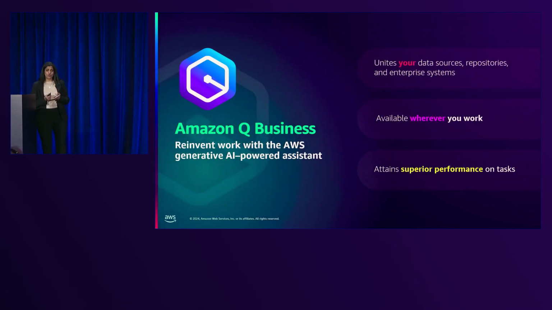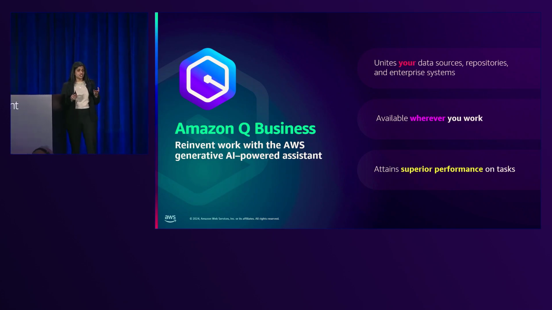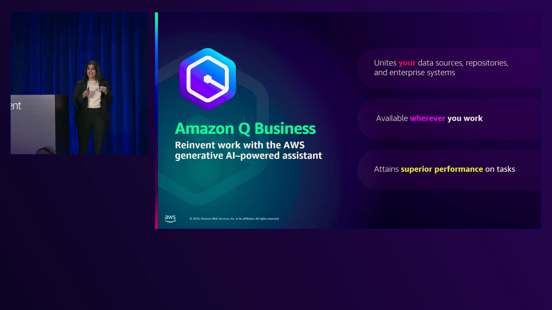So let's start with what is Amazon Q Business? Amazon Q Business is AWS's generative AI-powered assistant. It helps make your organizational data more accessible. It helps users get answers to questions, generate content such as marketing materials, and take actions in third-party applications like Salesforce and Zendesk and Jira.